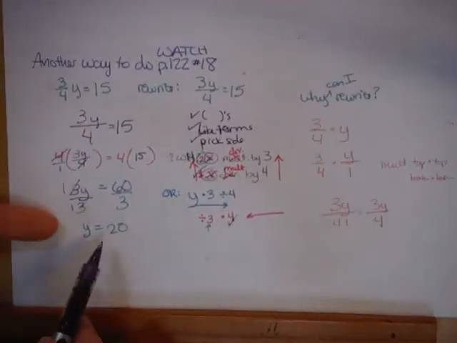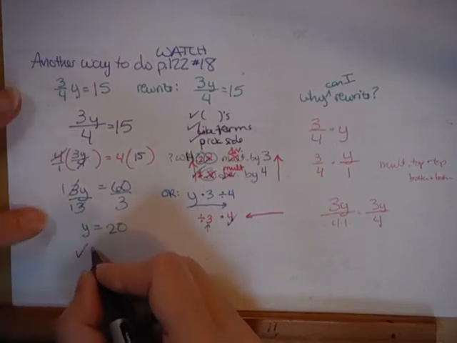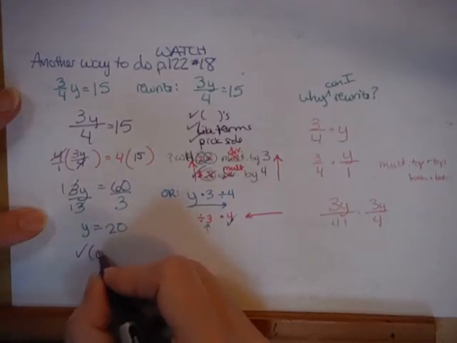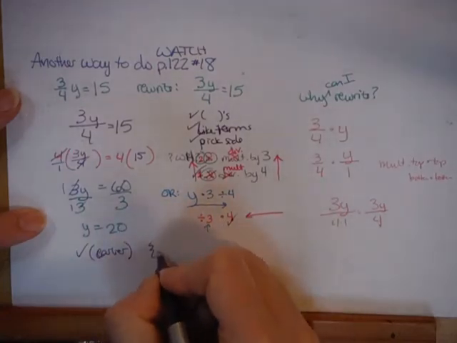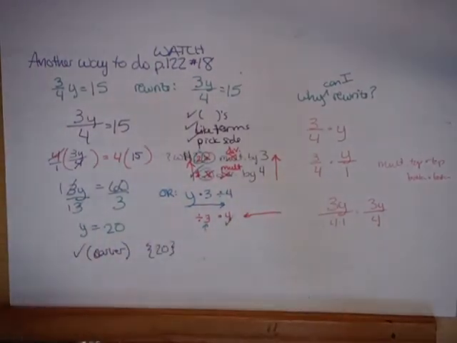Okay, we're back to our equation. We checked it earlier in the other problem. 20 is the same answer we got, so we can just go to writing our answer. So that's another way to do it.